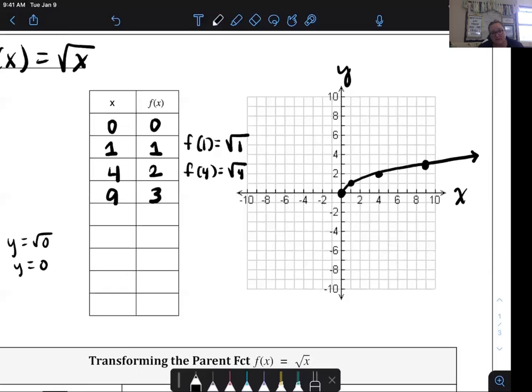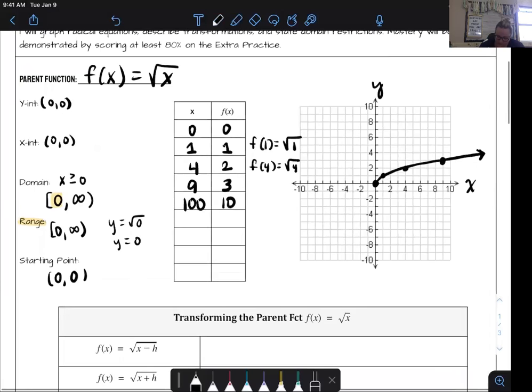And I see my graph just continues to extend all the way to the far right. And if I keep plugging in values, like if I plugged in 100, I would get 10. And I can see that my graph is extending in that positive direction on the X and the Y axis. The square root of 100 is 10. Okay. So there we go. We've answered a few questions here. We've talked about our y-intercept, our x-intercept, our domain, our range, our starting point is 0, 0.